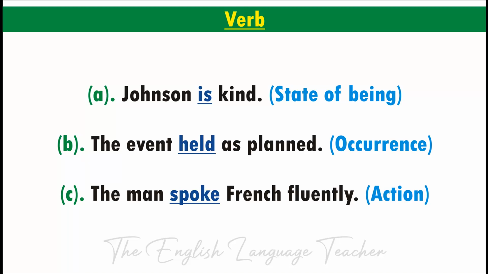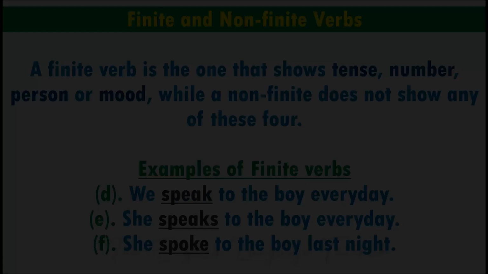Example B now. The event held as planned. Held in this sentence is the past tense of hold, and it expresses occurrence. In example C, the man spoke French fluently. Spoke is the verb in this sentence, and it is the past tense of speak. It expresses action. Verbs perform a central function in clauses. They usually occur after the subject, and they are the most important element in the clause structure.